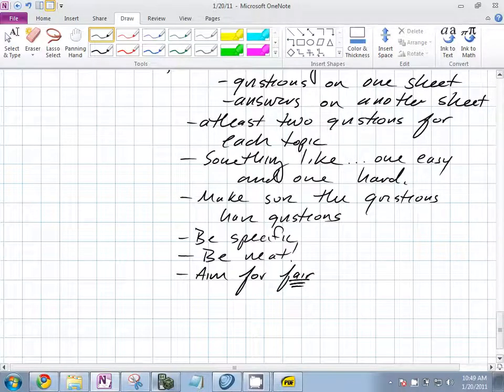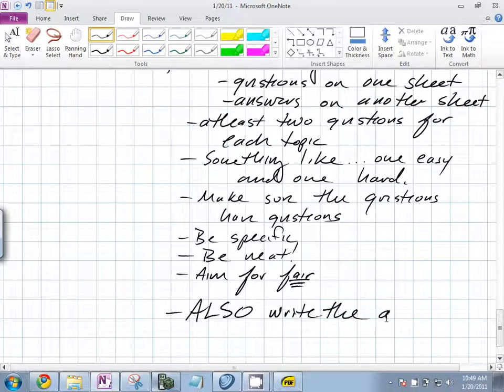It's possible. Yes. Don't try to make the questions too hard. Make it fair. Test questions that you think would be appropriate. So don't make them impossible. You have to be able to solve them. So you need to also write the answers. But the answers go on a separate sheet.